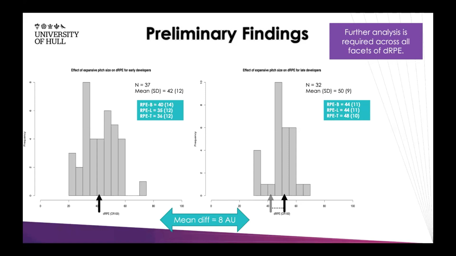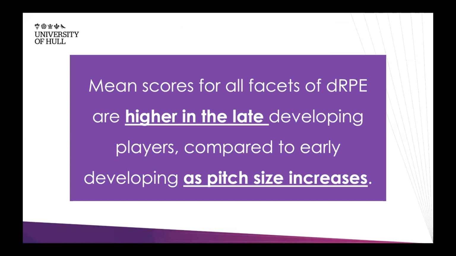So further analysis is required across all facets of the RPE. This is just descriptive overall RPE, just so we could present something of what we'd found. Based on that, the mean scores for all facets of RPE are higher in the late developing players compared to early developing as pitch size increases, apart from, as I mentioned previously, RPE breathlessness in the small pitch size, which was in fact higher in the early developing players compared to late.